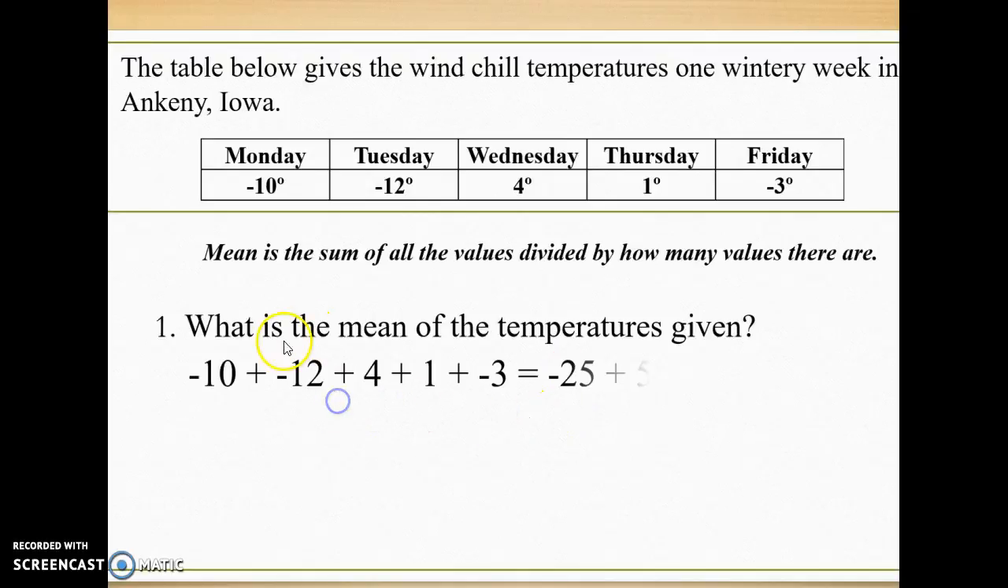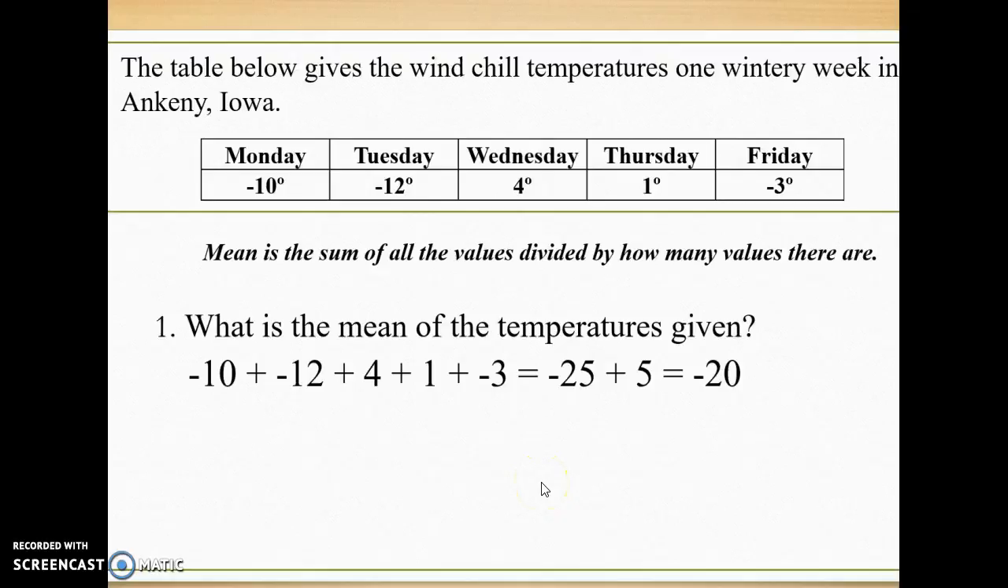So let's do that. Let's add them up. So -10 plus -12 plus 4 plus 1 plus -3. Some of you might go step by step and do whichever one comes first by following order of operations and so on. But what I'm going to do is add up all the negatives: -10 plus -12 plus -3, which will give me -25. And then I will add to that the sum of the positives. 4 and 1 will give me +5, and -25 plus 5 will give me -20.